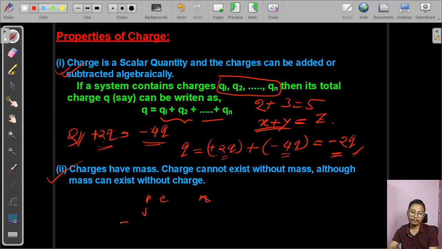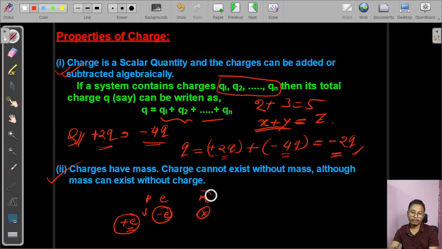A proton has a charge, what is it? A positive charge, whose value is equal to that of an electron. That means the values of charge on the proton and the electron are the same, but the signs are different. This is plus, this is minus. But the neutron has no charge.